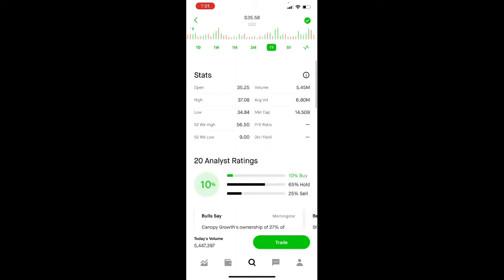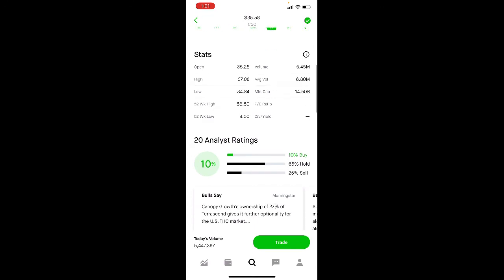Then we'll go down to the stats. This is all current information. We got the day's open, the day's high, the day's low, the 52-week high, and the 52-week low. We just touched on those amounts from looking at the chart. So the 52-week high is $56.50, and the low is all the way at $9 there. We got the volume in that right column at the top. The volume is just the amount of stocks that have been traded for the day, or that are being actively traded. Average volume there.